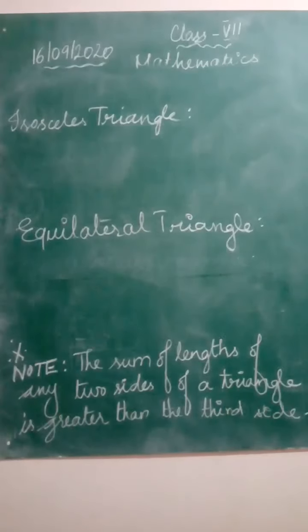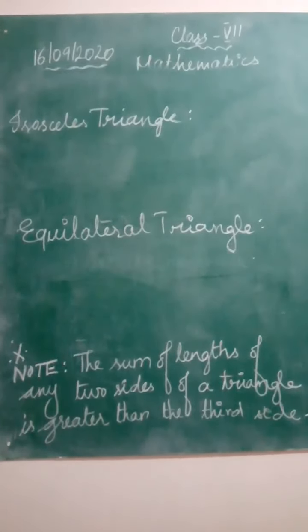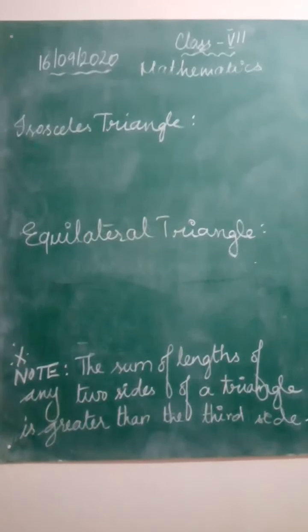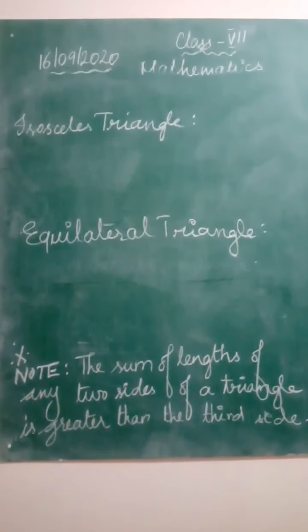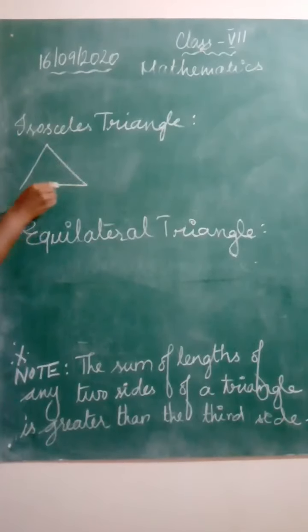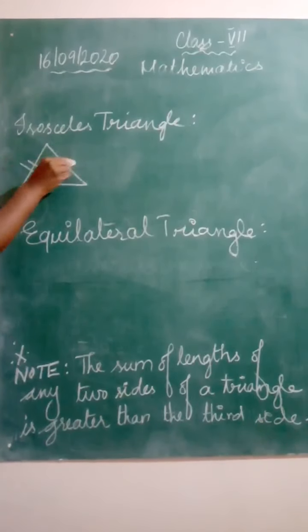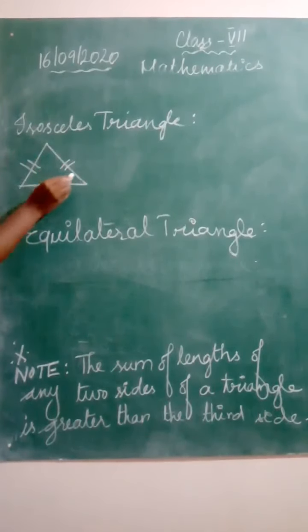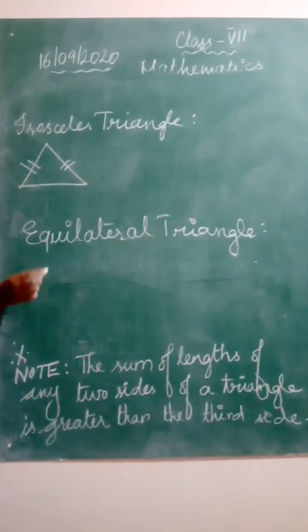Now let us enter into today's session. So today we will be learning about the isosceles triangle, the equilateral triangle, and one more very important property about triangles. Okay. So here, the isosceles triangle. In an isosceles triangle, we know two sides are equal, right? So if these two sides are equal, the angles opposite to these two sides are also equal.